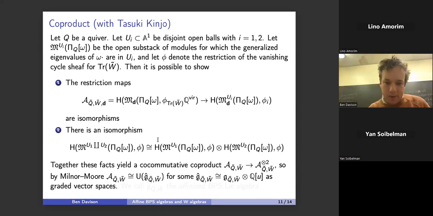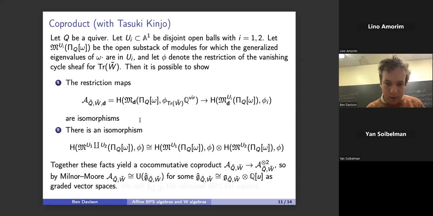And these two facts together yield a co-commutative coproduct because I can restrict from the full stack to the stack appearing on the left-hand side of bullet point 2, and then I can use bullet point 2 to get that the vanishing cycle cohomology is isomorphic to this tensor product. And then I can use bullet point 1, sort of going the other way, to argue that the tensor product appearing on the right-hand side of bullet point 2 is the tensor product of the CoHA with itself.